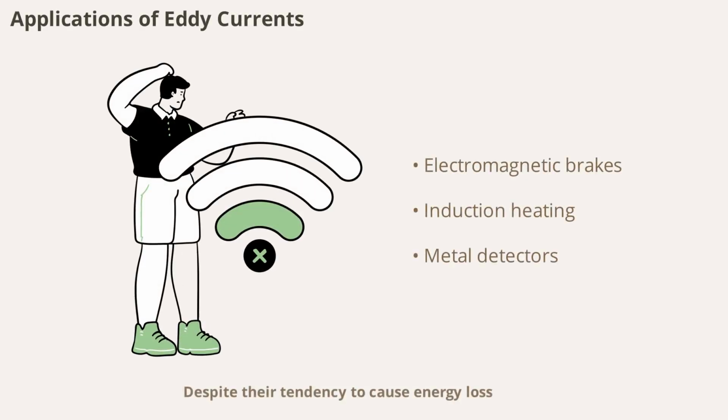Despite their tendency to cause energy loss, eddy currents have several practical applications. They are used in electromagnetic braking systems, induction heating, and metal detectors. For example, in trains, eddy current brakes provide smooth and contactless stopping power. In manufacturing, induction heating uses eddy currents to heat metals quickly and efficiently.